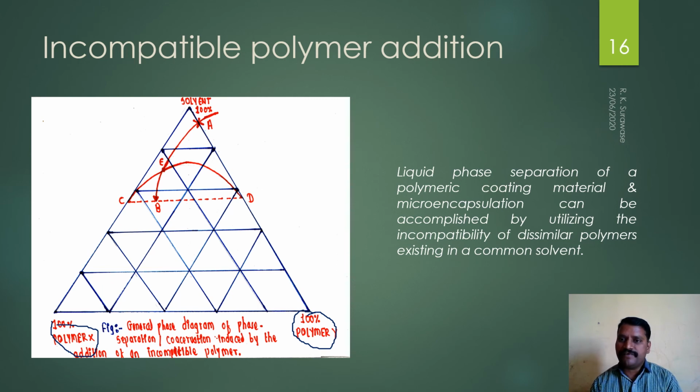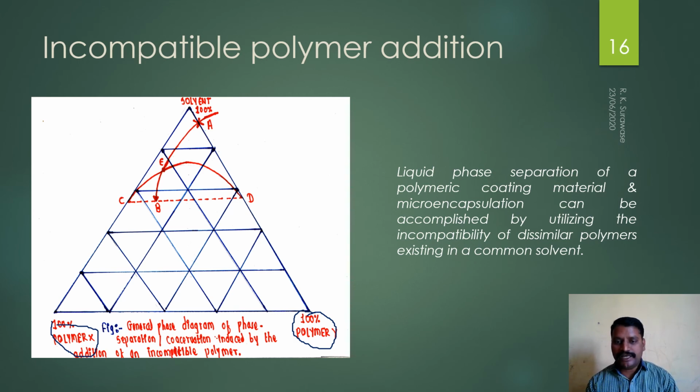See, the liquid phase separation of a polymer coating material and microencapsulation can be accomplished by utilizing the incompatibility of dissimilar polymers existing in a common solvent. Here the core material is methylene blue hydrochloride and the coating is ethyl cellulose. Ethyl cellulose is dissolved in toluene. Toluene is again the manufacturing vehicle phase, and methylene blue is insoluble in toluene. So the core material is insoluble in the manufacturing vehicle phase, toluene.